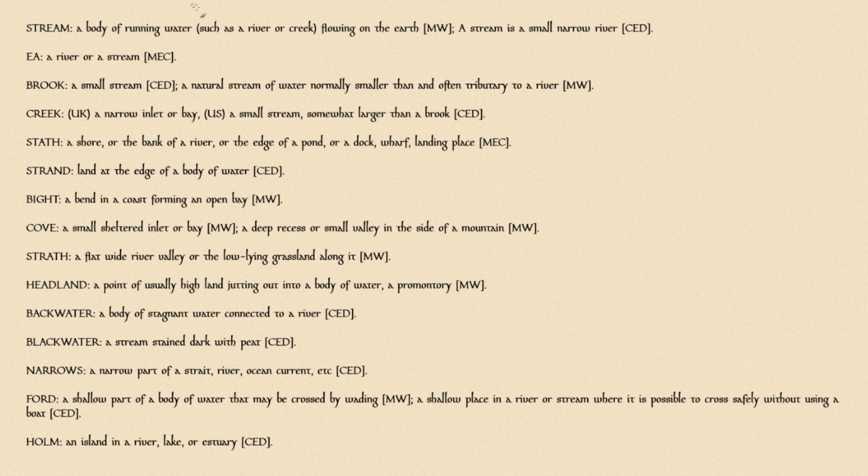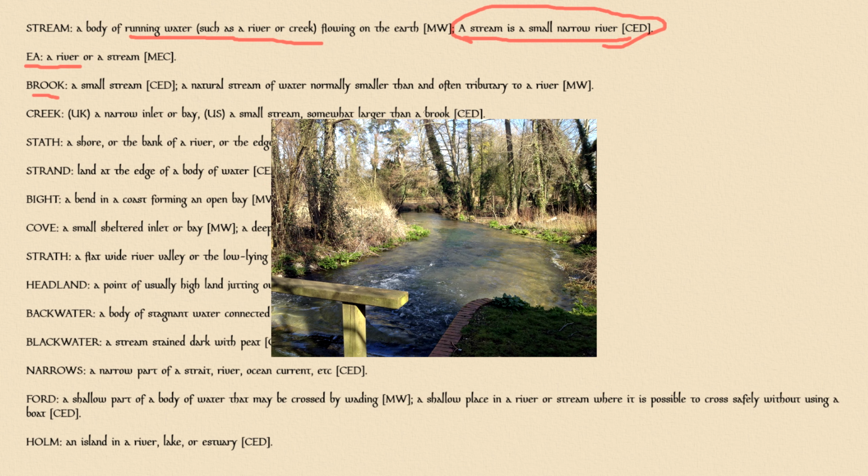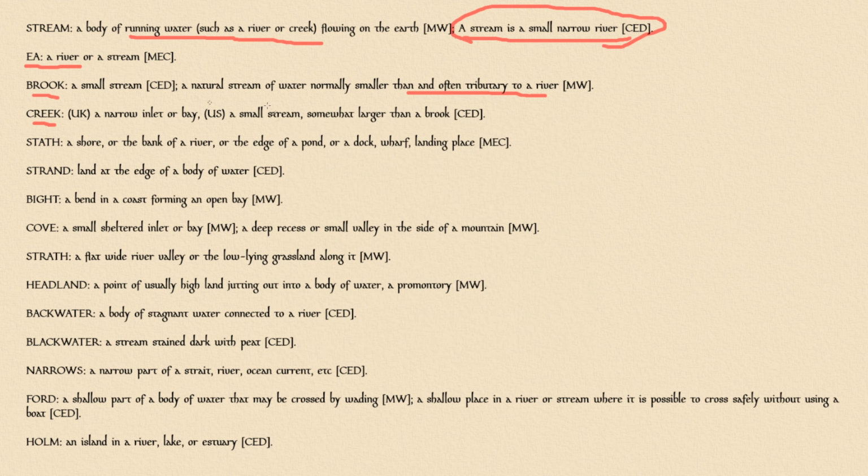So a stream is apparently either any body of running water or a small, narrow river. This is the one I've always heard or seen the word used as. An is a river. A brook is basically smaller than a river. A creek is two different things depending on where you hear the word. So it's either a narrow inlet or bay, or it's like a small stream.